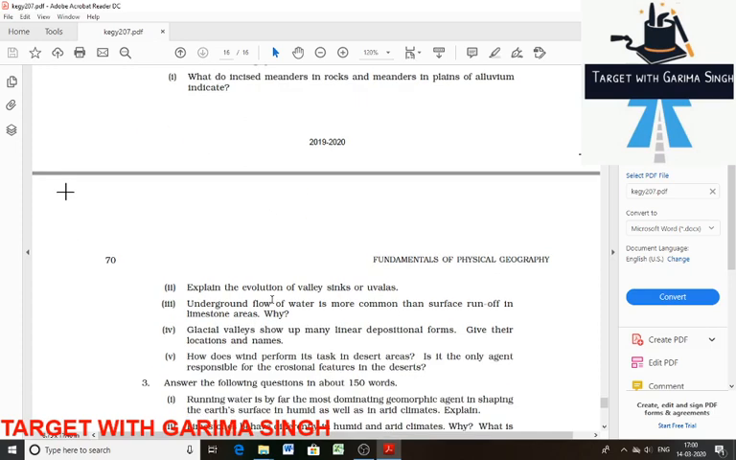Then next is: explain how the valley sinks or uvalas evolve. Quite often the surface runoff simply goes down into shallow sinkholes and flows as underground streams and reemerges at a distance downstream through a cave opening. When sinkholes and dolines join together because of slumping of material along their margins or due to roof collapse of caves, long, narrow to wide trenches called valley sinks or uvalas form.